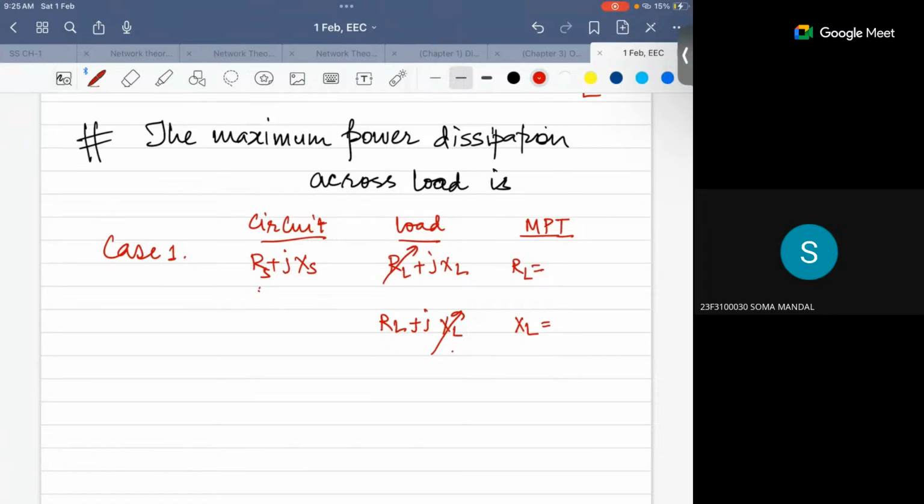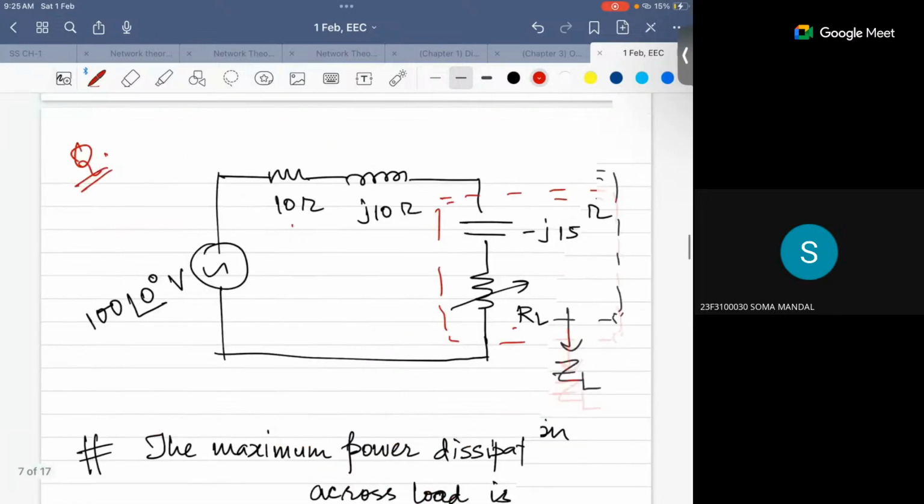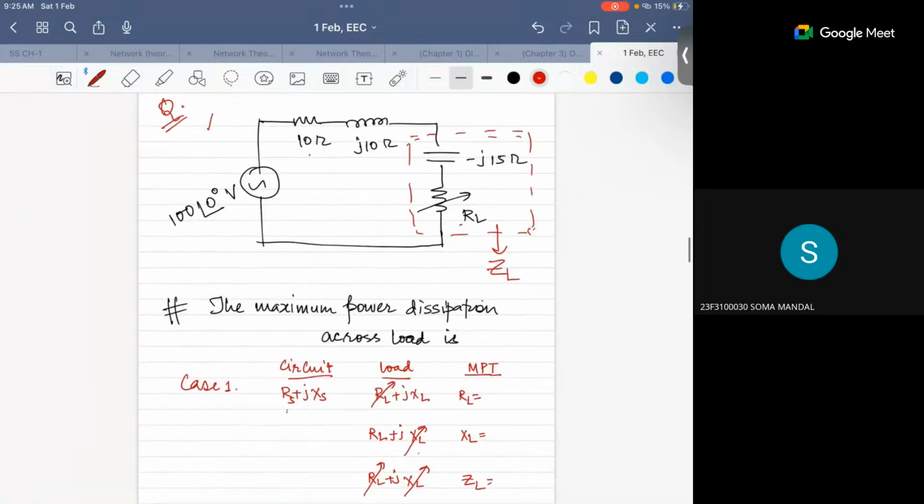The third case can be where both RL and XL are varying, and now you have to tell me what is the value of ZL such that the maximum power will get dissipated through your load. Did you get the idea of what I'm trying to say? Yes, sir. So this is which case? Case one, case two, or case three?